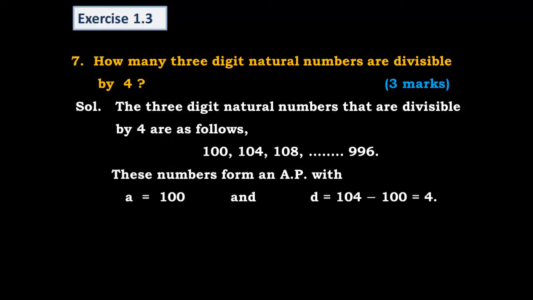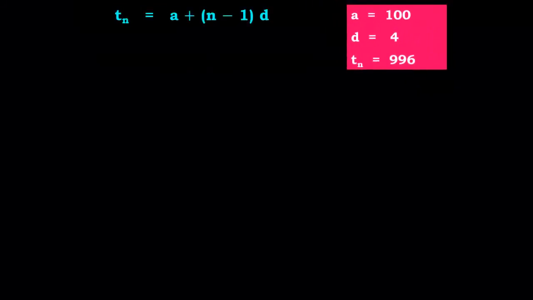Now you have to find how many numbers, that is N. Now see, we have TN as 996. See, among 3-digit numbers, the last number which is divisible by 4 is 996. That means TN is 996. We have to find N. So we can use the formula TN is equal to A plus N minus 1 into D. Now TN is equal to 996, D is equal to 4, A is equal to 100. So let us substitute the values: 996 is equal to 100 plus n minus 1 into 4.